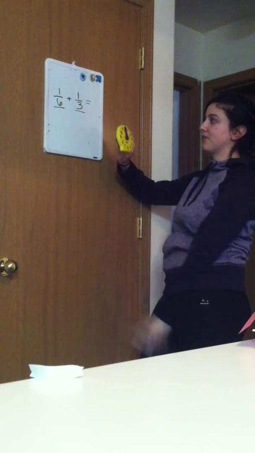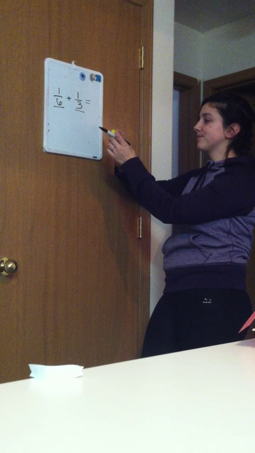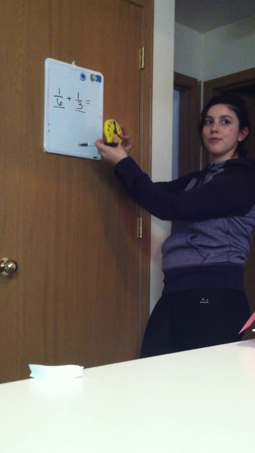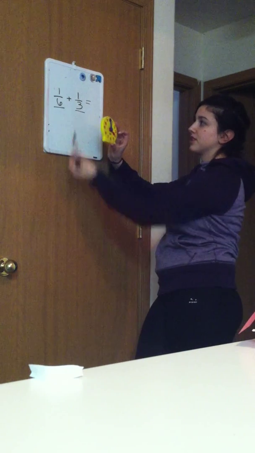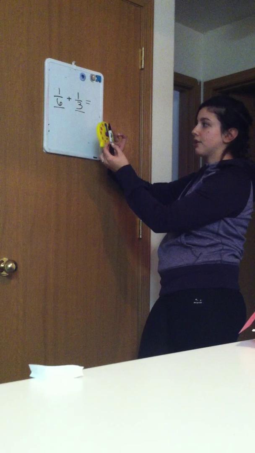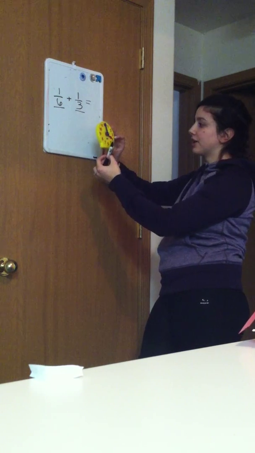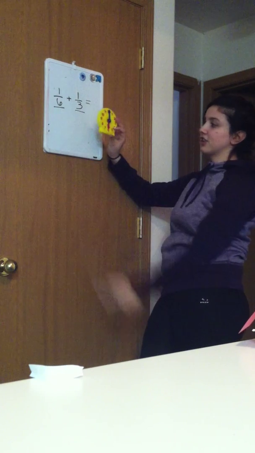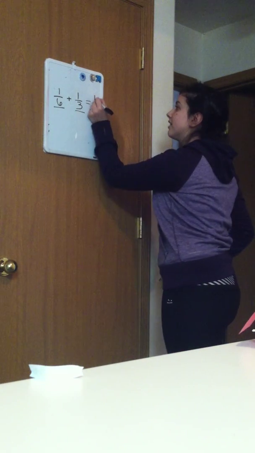Originally, if we started with 1/3, it would be at 4 o'clock. And then if we wanted to move 1/6 more, I would count, where's 1/6? 2 o'clock. So I'd count 1, 2. 6 o'clock. It's half. It's 1/2, right?